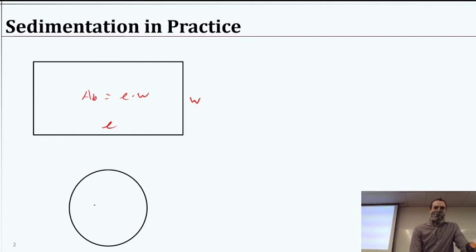Area of a circle here, you know that, pi r squared. So depending on what type of basin you have, you might have to do different things.